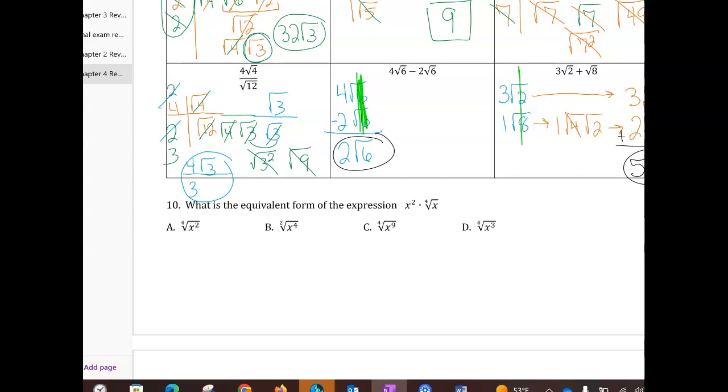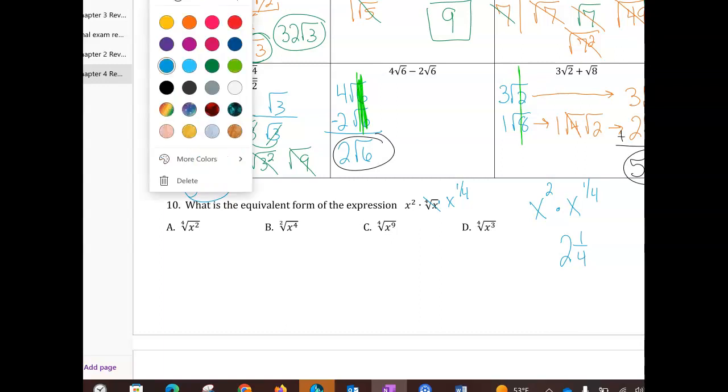So what is the equivalent form of the expression? So you might not think you can make houses, but what I want you to see here is that this 4th root of x is actually x to the, there's a little 1 there, 1/4 power. So I can take x squared and x to the 1/4 and add these exponents. So if I add 2 with the 4th, I get 2 and 1/4.